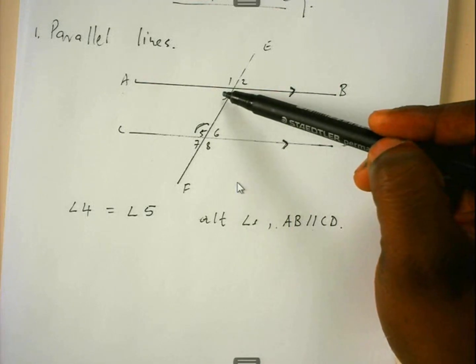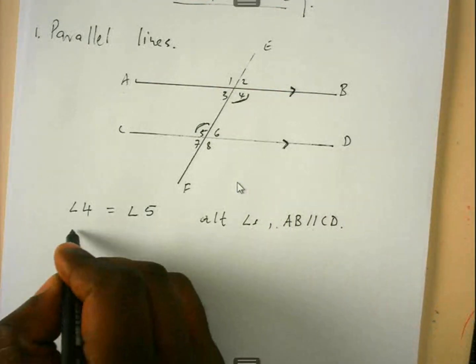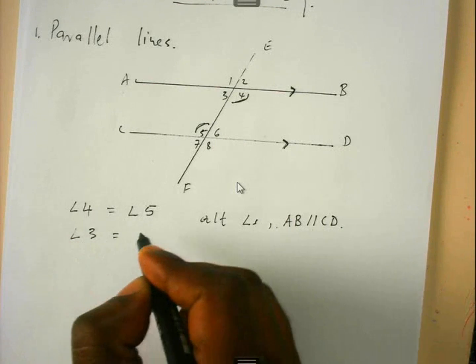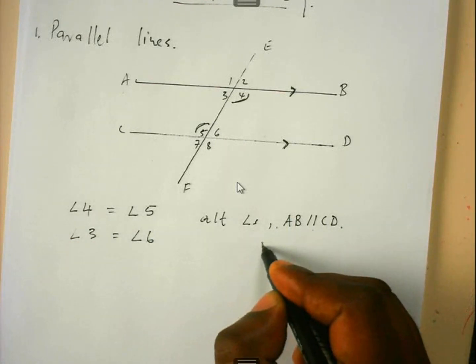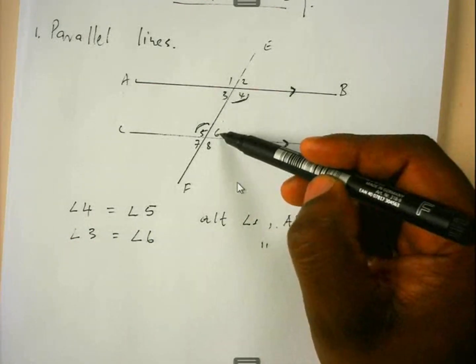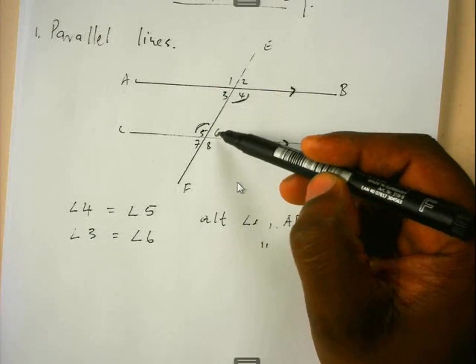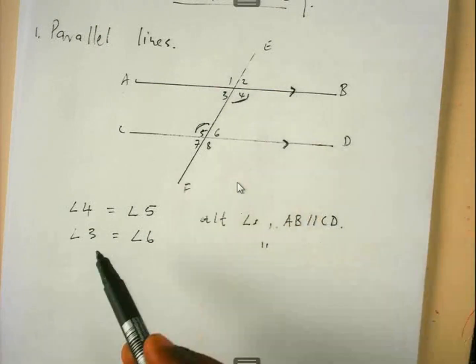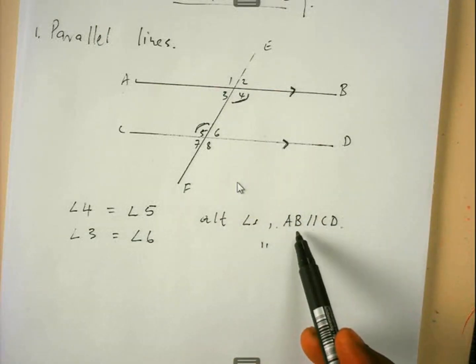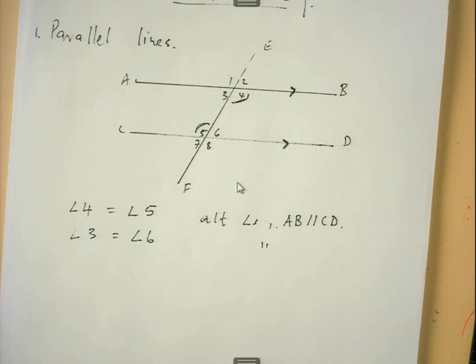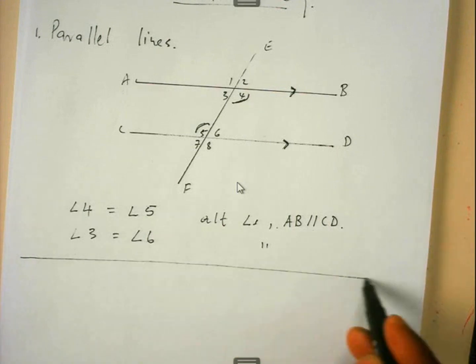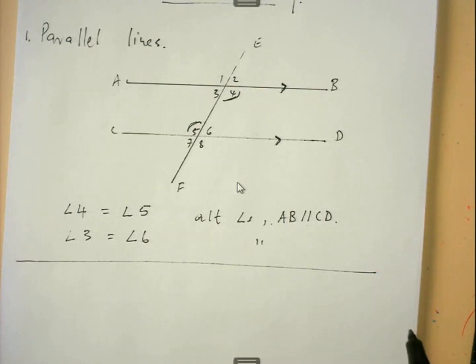You can see angle 3 is also equal to angle 6. We can just write that. Angle 3 is also equal to angle 6. The reason is that the two angles are alternating angles, and alternating angles are equal. Why? Because line AB is parallel to line CD. Good. That is the first concept that we really must keep in our mind the moment we see parallel lines.